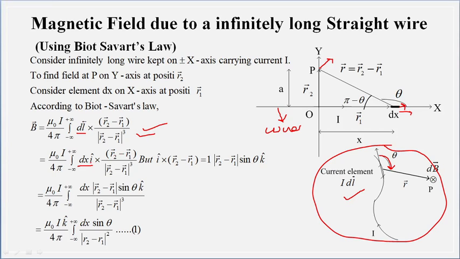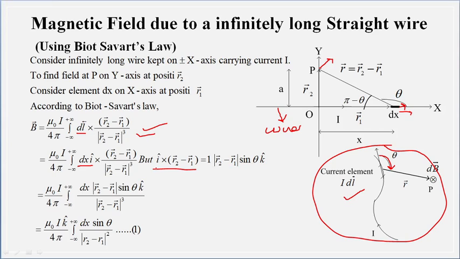So the integrand is the cross product. One vector is i cap, the other vector is vector r2 minus vector r1. So now we'll evaluate this cross product. When you take a cross product, that means it is a vector quantity. And any vector quantity can be written as its magnitude into the unit vector. We have seen that in the first term. Any vector can be written as its magnitude into the unit vector.